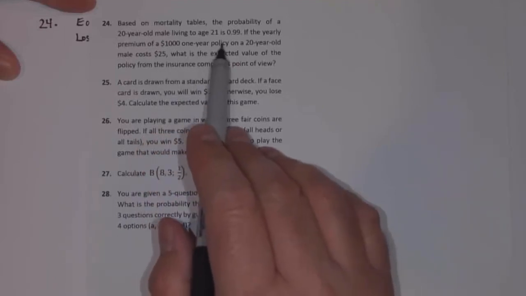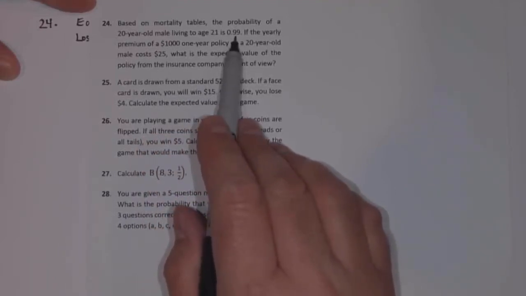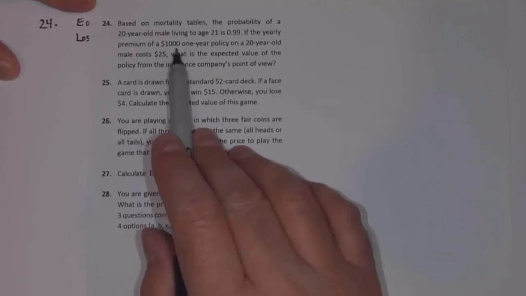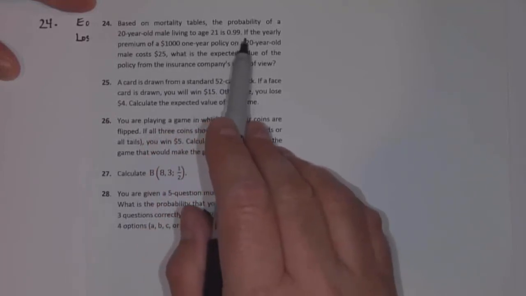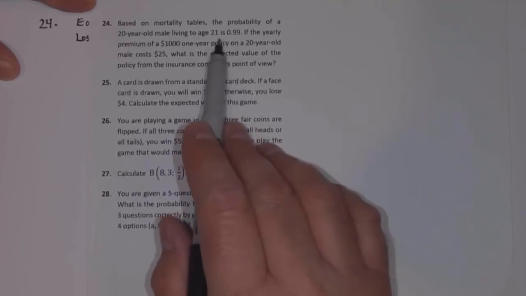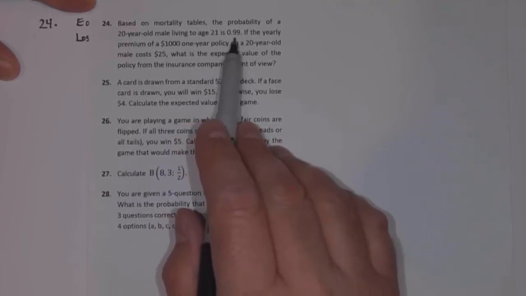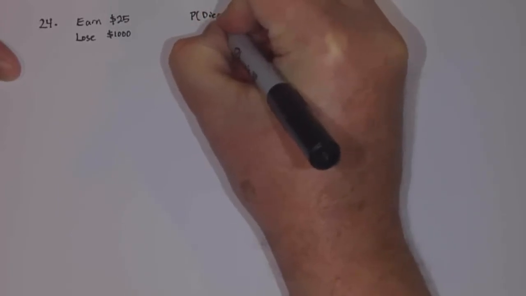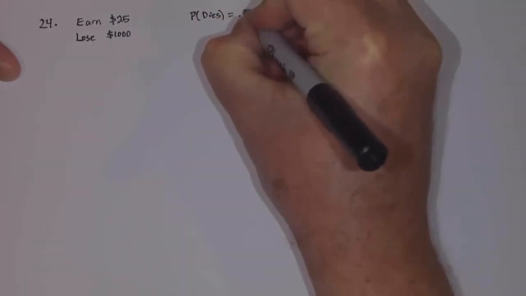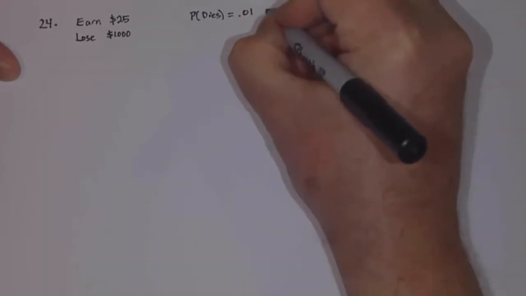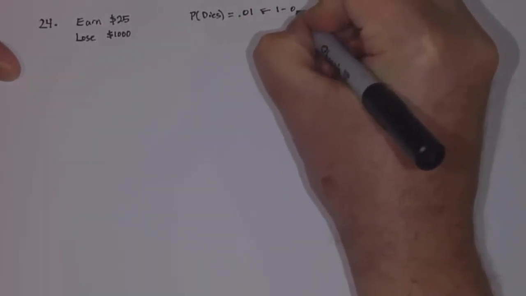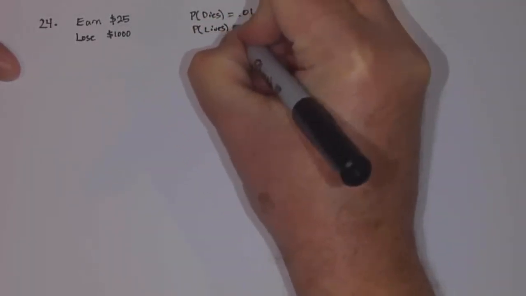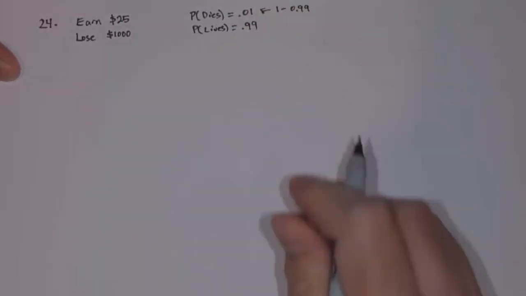Now, the probability that the 20-year-old is going to die and the insurance company has to pay out the $1,000 is going to be 0.01, which comes from 1 minus the 0.99. The probability that the 20-year-old lives is 0.99, and that was given to us.